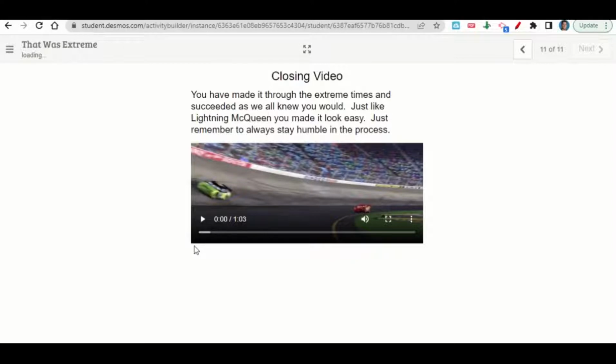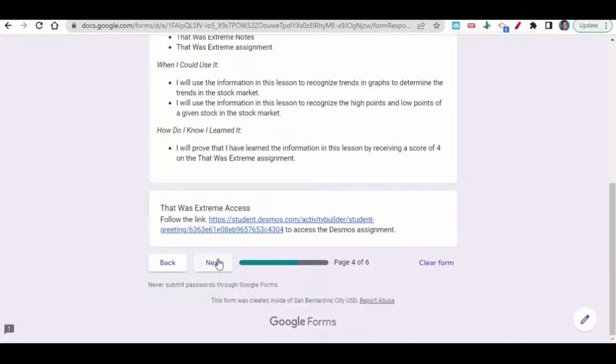And then when you're done with that activity, you'll go ahead and go back to your Google form and click Next. This will take you to your Before You Go. Go ahead and fill out your Before You Go and then submit your work on Google Classroom.